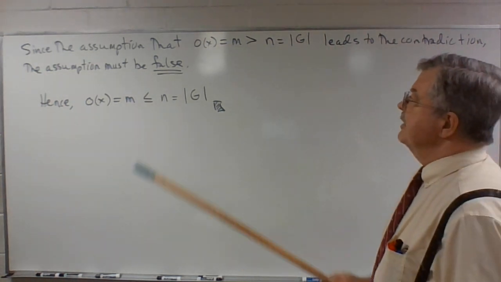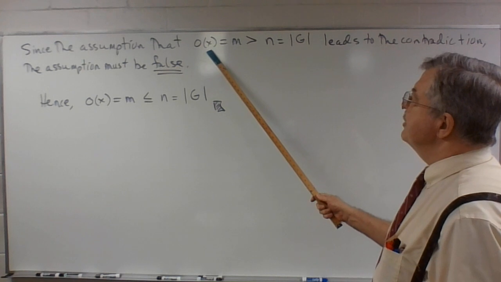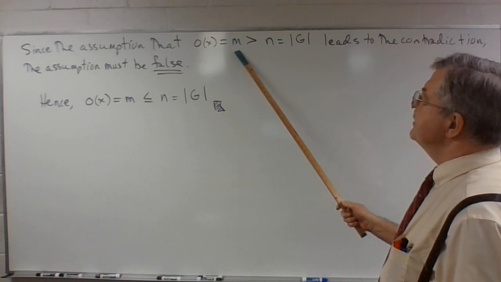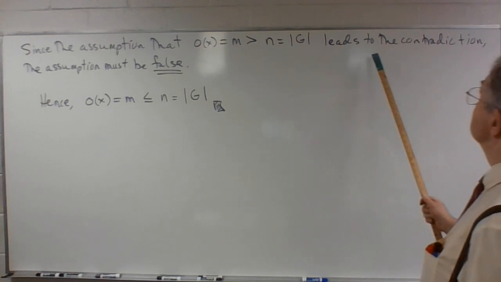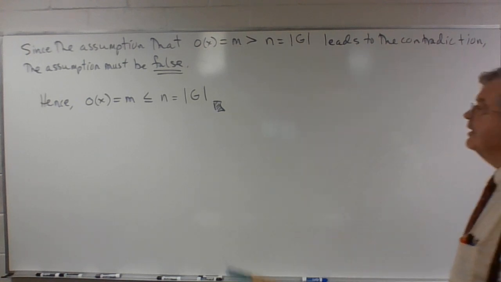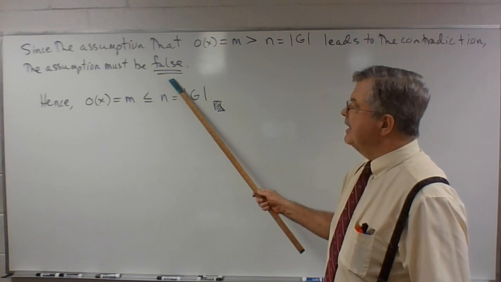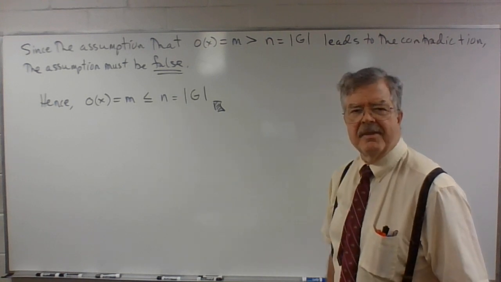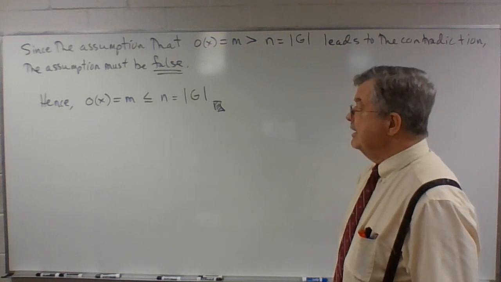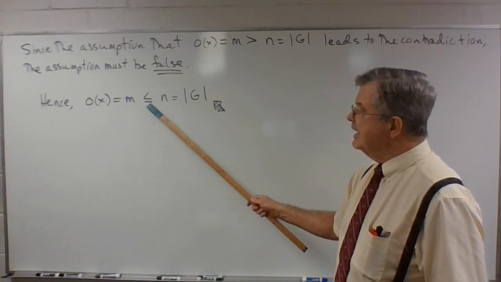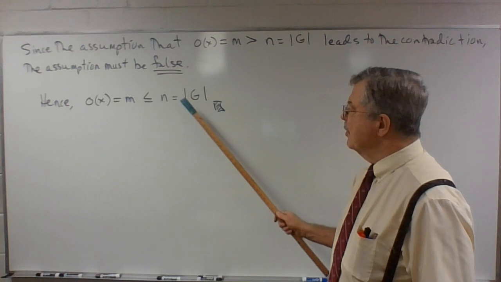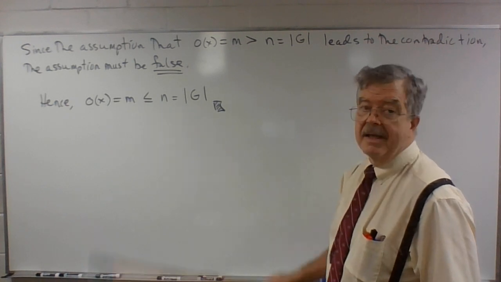Okay, what do we make of this? The assumption that the order of an element, m, is greater than the order of a group, n, leads to our contradiction. So the assumption has to be false. And that means that the order of an element, m, has to be less than or equal to the order of a group, n.